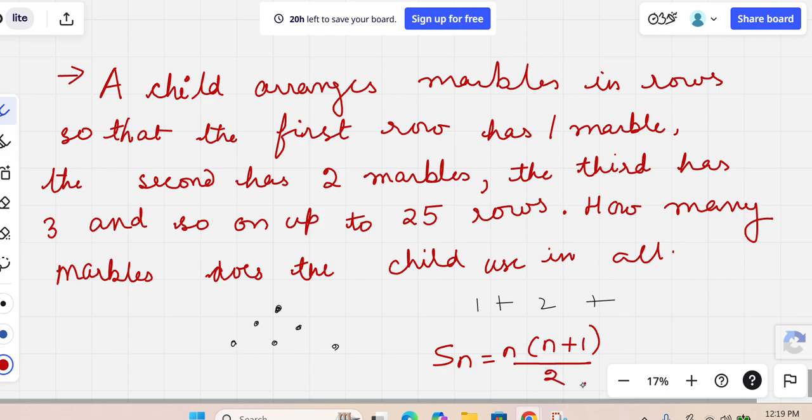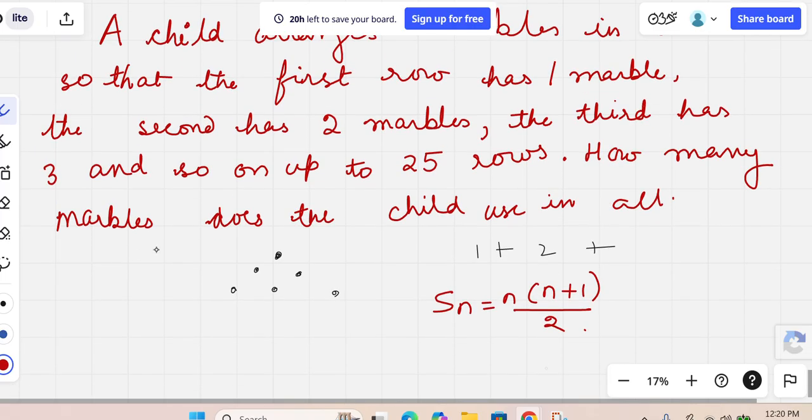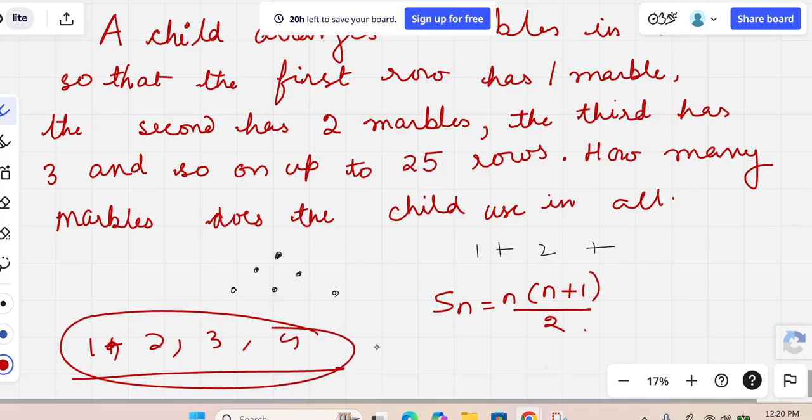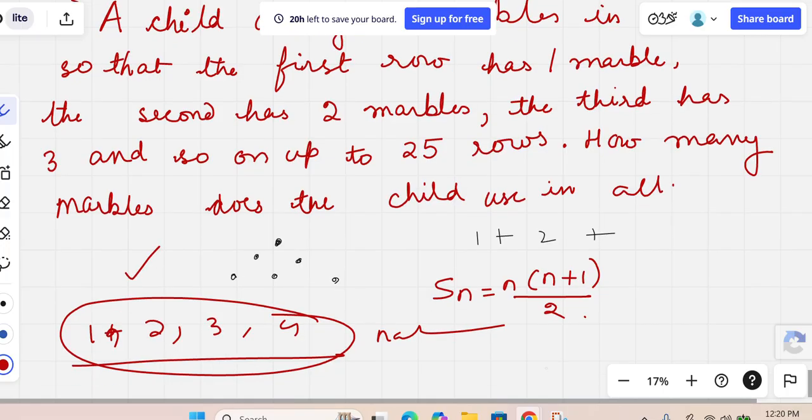Ma'am, is it 325? Ma'am, what's the difference in the formulas? How do we know when to use which formula? See, in this question, what kind of increment is it? 1, 2, 3, 4. This is your AP. So when you look at the AP, you understand its natural number trend going on, isn't it? So this one you can easily go for the natural number formula.